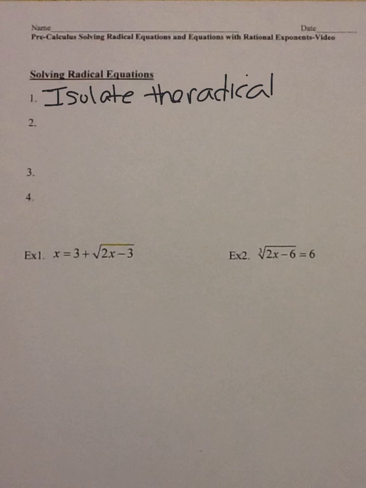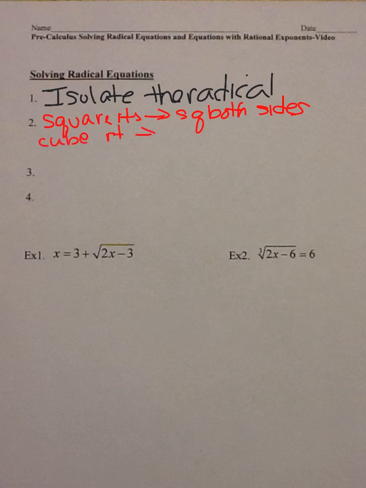All right, so the next thing. If you have a square root, you're going to square both sides. If you have a cube root, you cube both sides. If it's a fourth root, you raise both sides to the fourth power, and so on. All right, so we'll put down square roots: you square both sides. If you have a cube root, you cube both sides, and so on. All right, and then you're going to solve it.